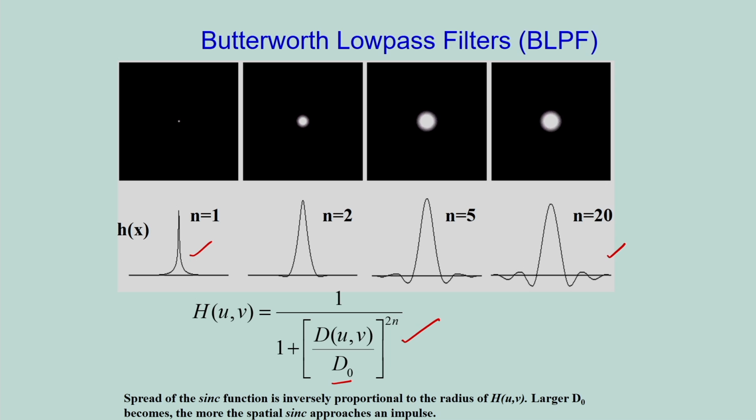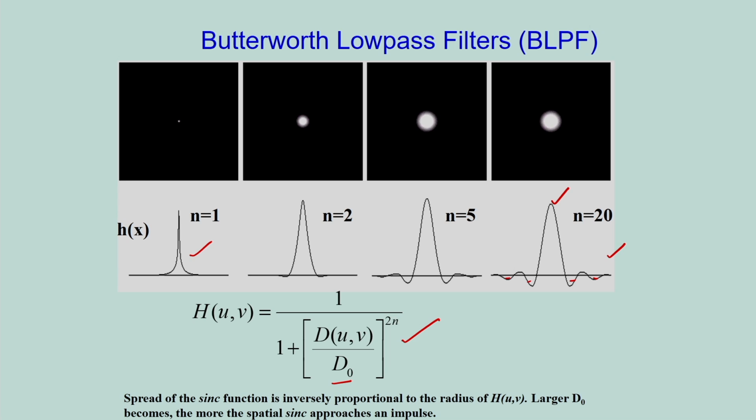Now in the case of the sinc function, the central lobe of the sinc function is responsible for blurring. So I have the central lobe, this is the central lobe that is responsible for blurring. And if I consider the outer lobes, the small lobes, they are responsible for the ringing artifacts.